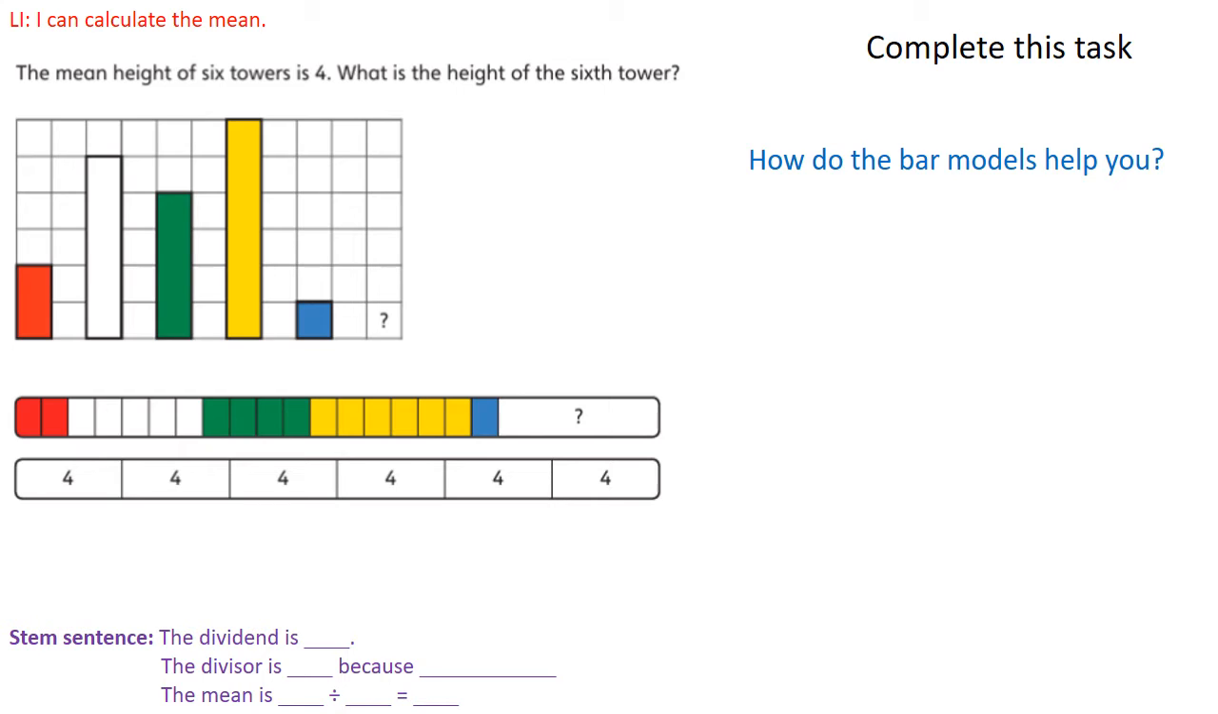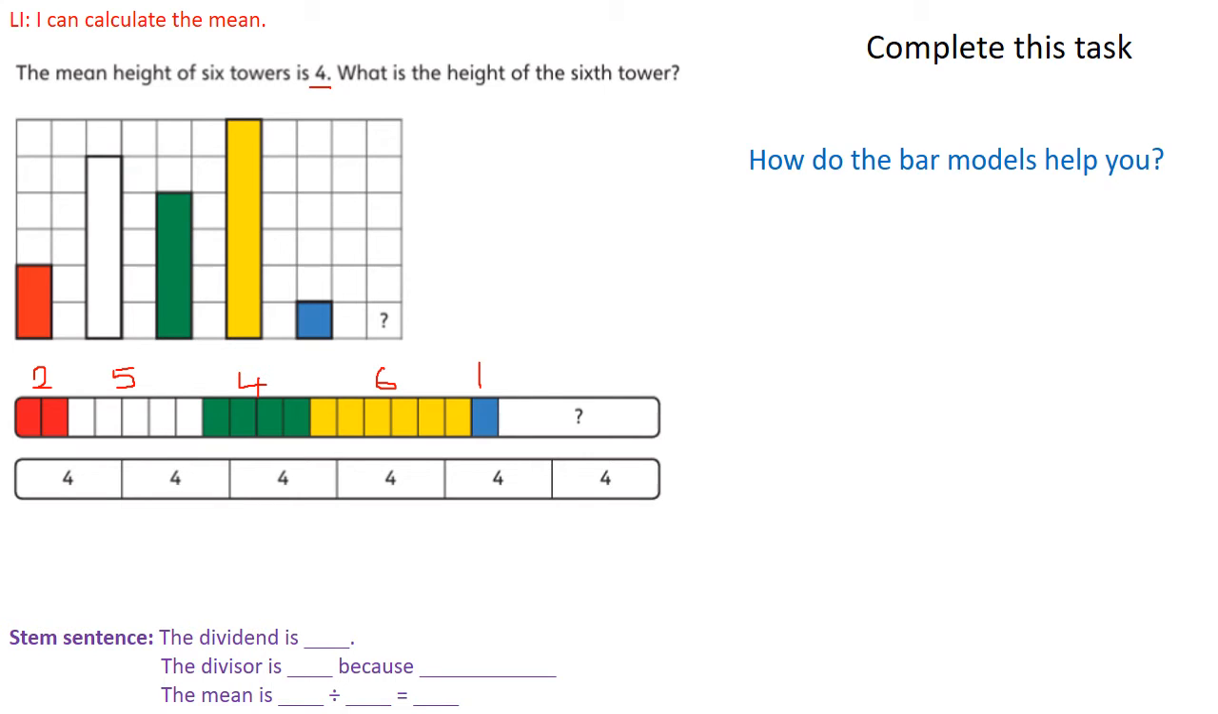Okay, let's have a go at this one. The mean height of the 6 towers is 4. What is the height of the 6th tower? So what do we know so far? We know that the red tower is 2, the white is 5, the green is 4, the yellow is 6, the blue is 1, and then we've got a missing bit. But we also know that the mean is 4.